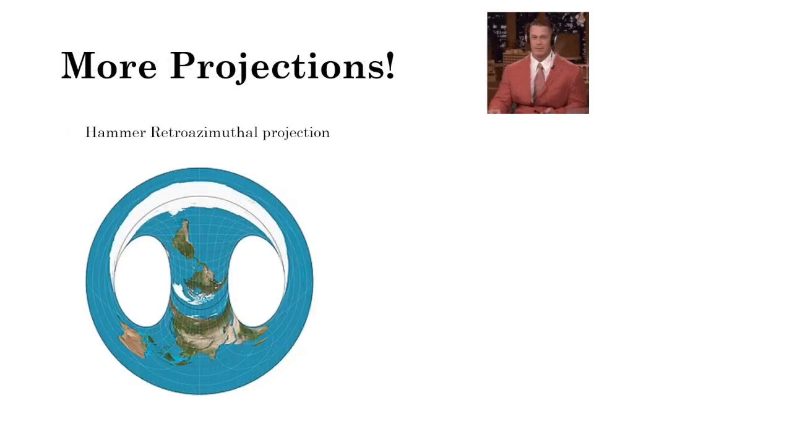Let's look at some more. This is the Hammer retroazimuthal projection. It kind of looks like a pair of headphones, and that's supposed to be Antarctica, by the way. So yeah, shape, size, distance, direction, everything's distorted.